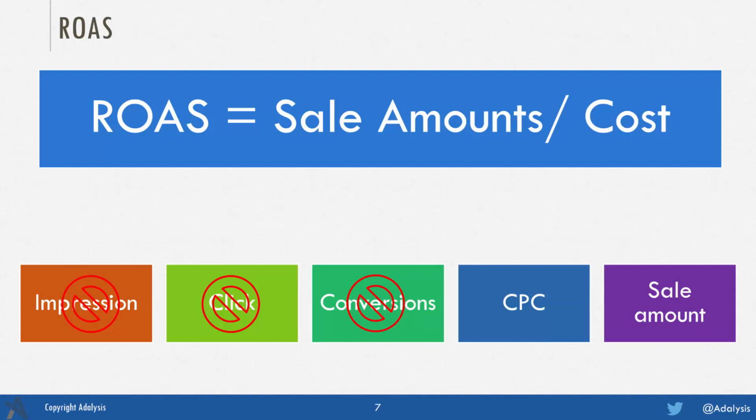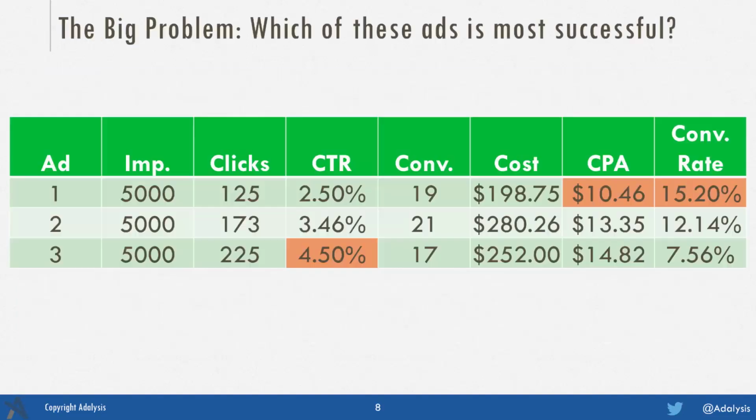Next, we have ROAS, or return on ad spend. So this looks like your total sale amounts, your revenue data, divided by cost. So again, we're ignoring how many people are buying, right, which is our overall conversions. So if you have one click, one sale, and it was a really high checkout, another ad that's got a lot of clicks, a lot of sales, but lower checkouts, your ad that's bringing in more revenue would actually have a lower ROAS.